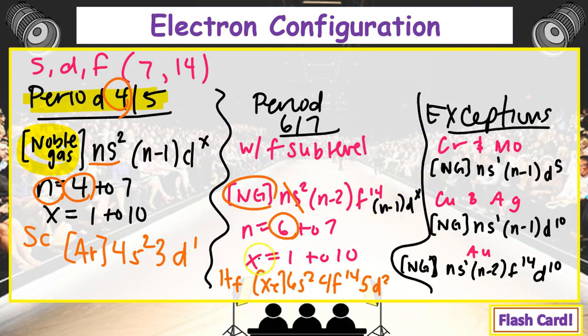Okay, so for hafnium, we were in period 6. That's how we got 6s2. And then 6 minus 2 is 4. That's how we got the 4 here, f14. And then n minus 1 is 6 minus 1, which is 5. That's how we got the 5 here, d2.